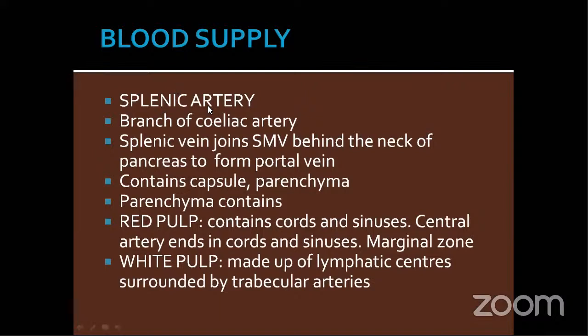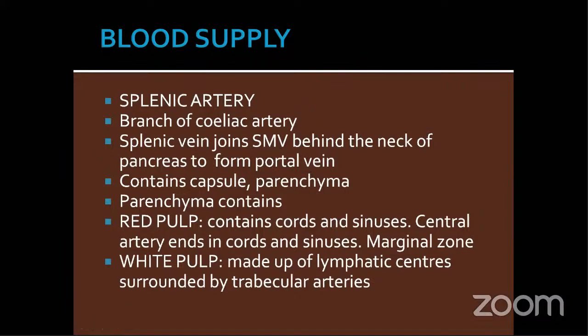So most of the blood supply comes from the splenic artery. It is the longest branch of the celiac artery, and it has a curvilinear, long course. And the splenic vein joins the superior mesenteric vein behind the neck of the pancreas. Please remember this landmark. The splenic vein and superior mesenteric vein join behind the neck of the pancreas to form the portal vein.